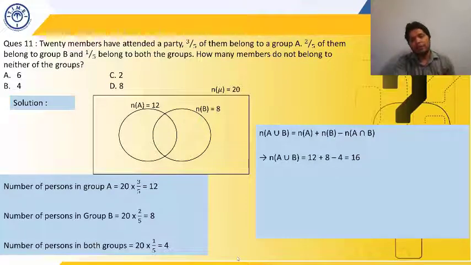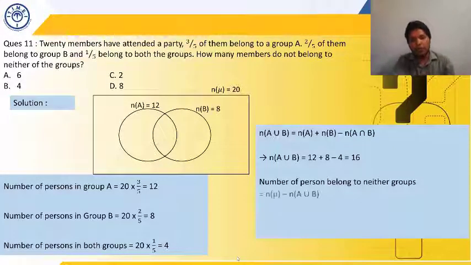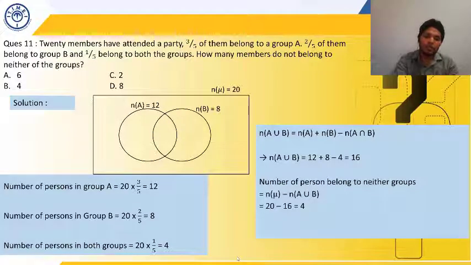So if n(A union B) is this, what do we need to find out? We need to find the number of persons who do not belong to any of the groups. The total number of persons minus the number of persons belonging to any of the groups is the number of persons who do not belong to any group. So the number of persons belonging to neither group is equal to total minus n(A union B). So 20 minus 16 is going to be 4, which is choice B. So the answer is choice B here.